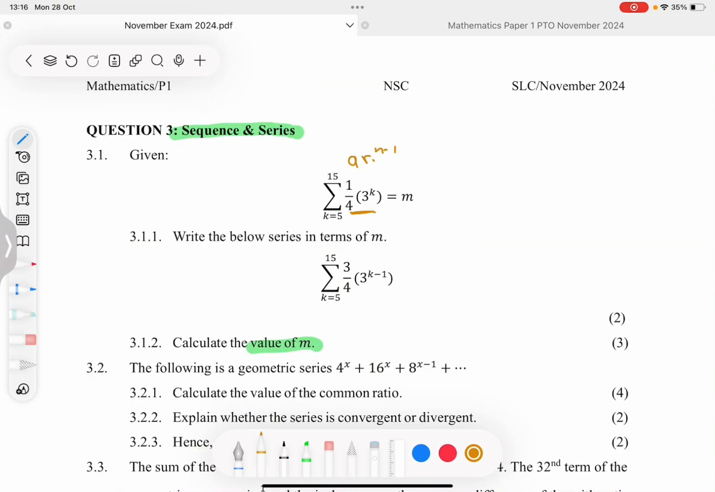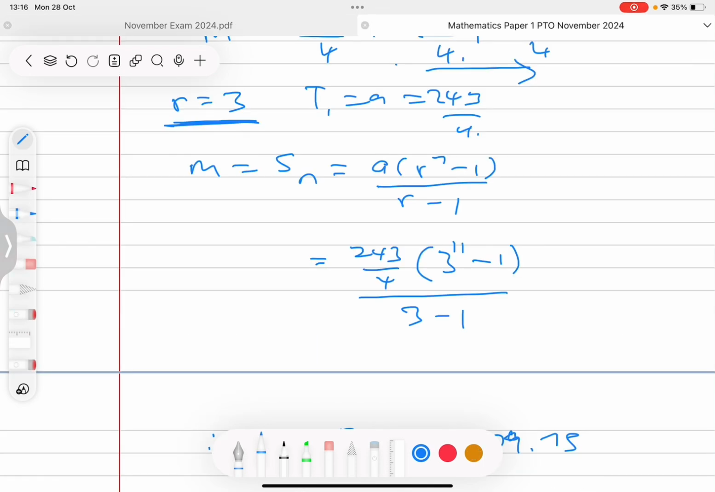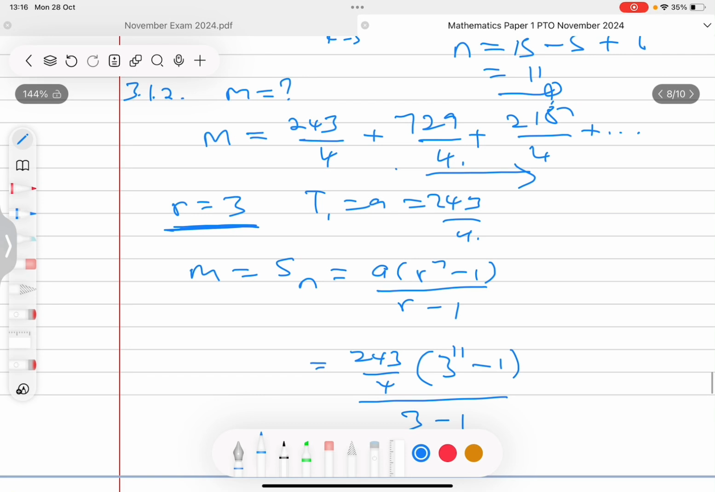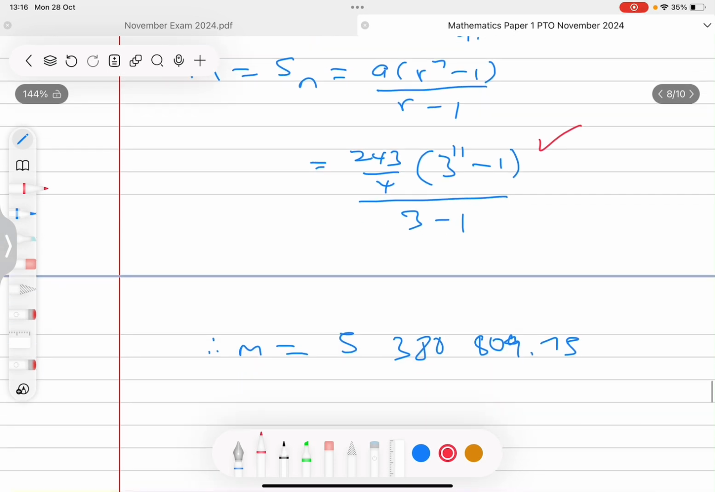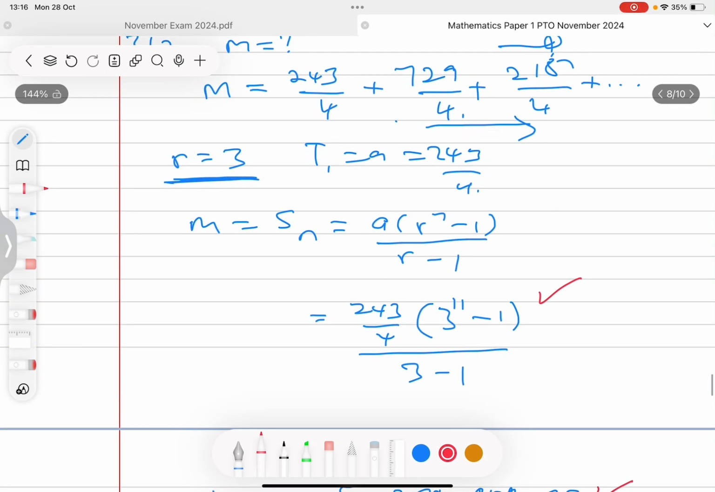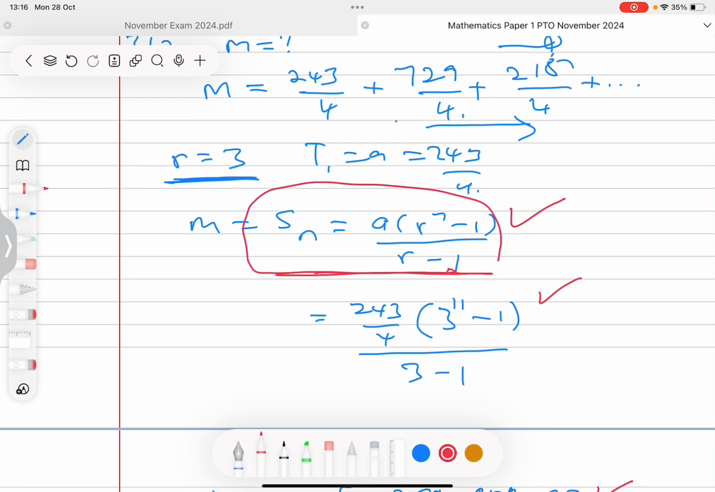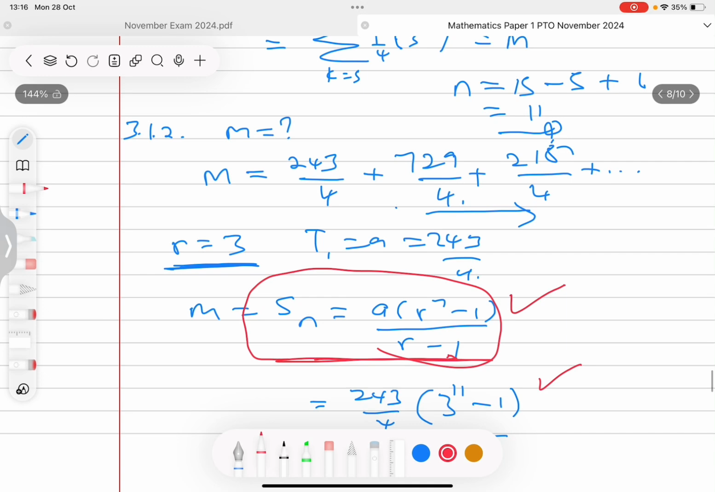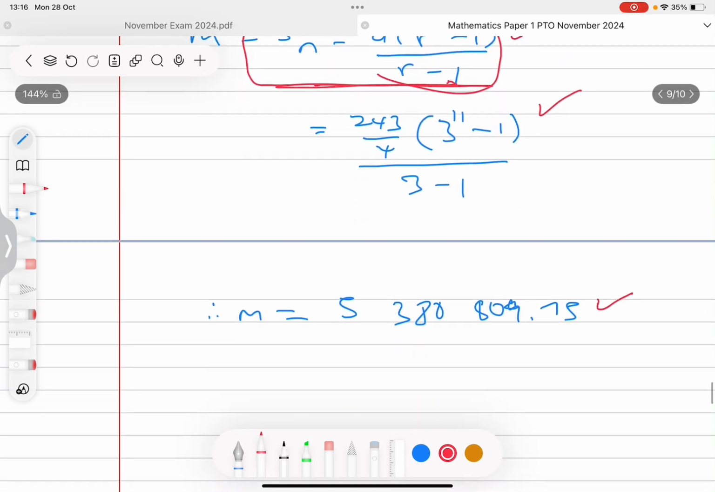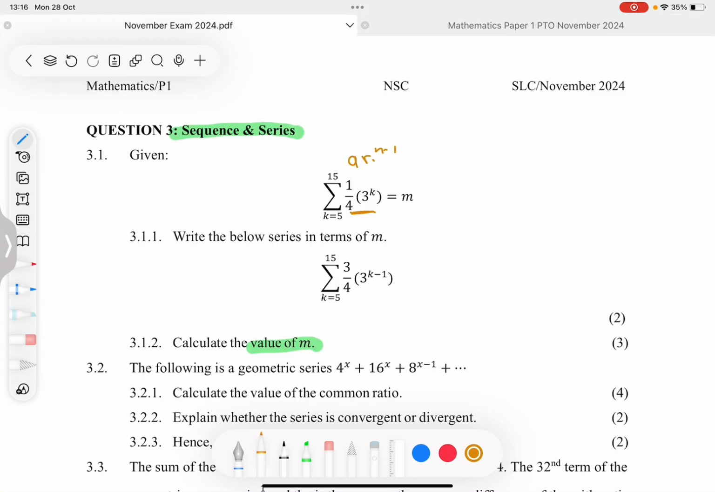So let's see how they're going to mark you for this one. It's 4 marks, right? So the first mark will come from your substitution, the fact that you did correct substitution, the fact that you got the right answer, and also the fact that you saw that this is a geometric series, right? Because someone could use an arithmetic series equation, and the fact that also you got that r, that's where your 4 marks will come from.